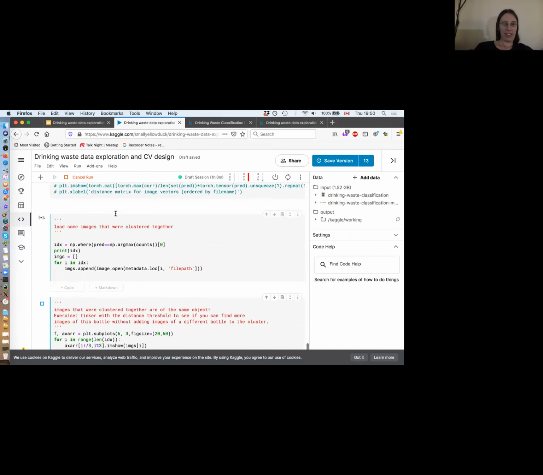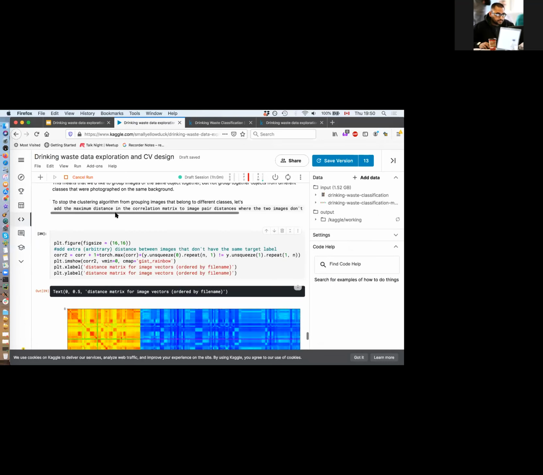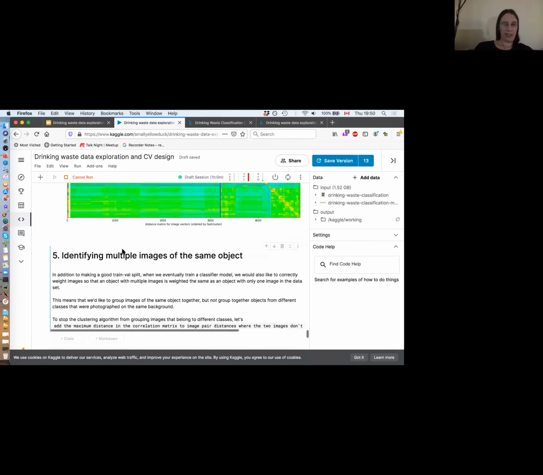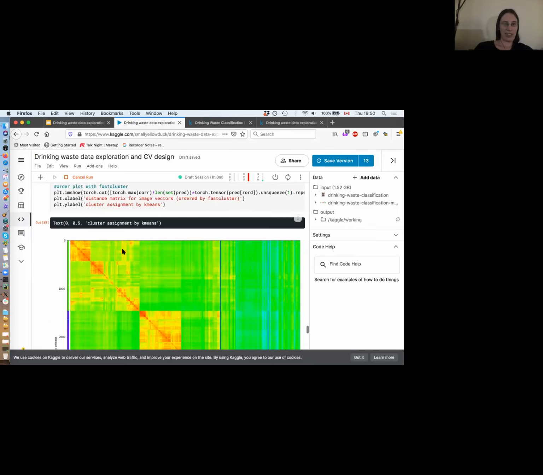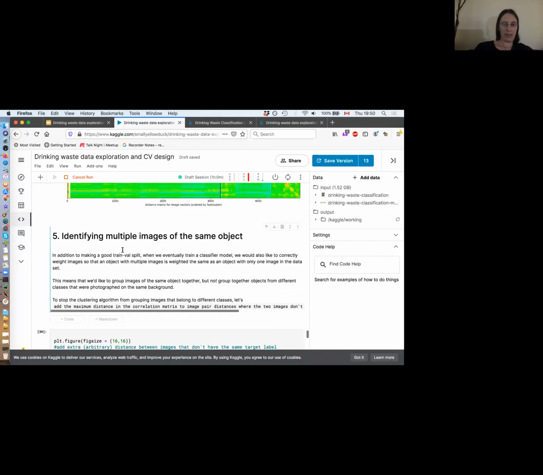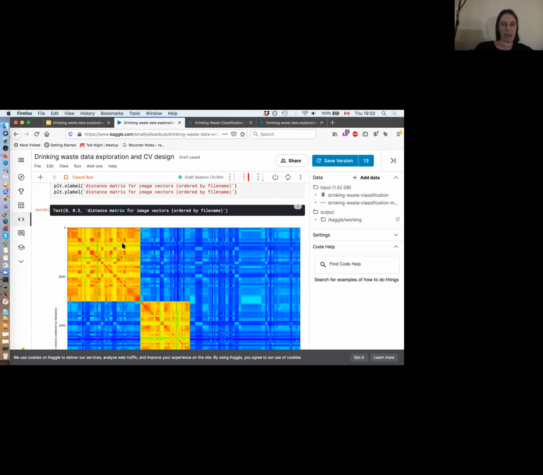All right, let's see if this has fired back up here. Okay, they're almost there. So yeah, identifying multiple images of the same object. Let's see. Okay, this is more or less where I wanted to get to. Okay, this is pretty eye-popping colors here.